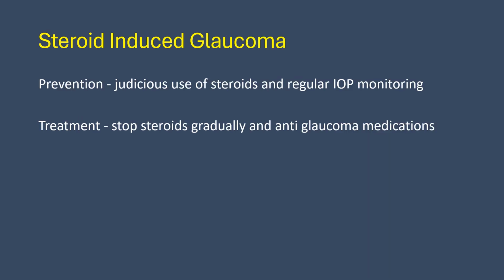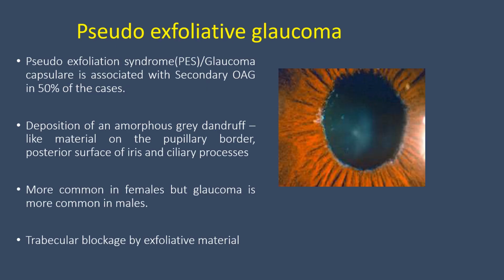Steroid-induced glaucoma can be prevented by judicious use of steroids and regular IOP monitoring. And for the management and treatment of steroid-induced glaucoma, we should stop steroids gradually with proper tapering, and anti-glaucoma medications should be started. Then we have pseudo-exfoliative glaucoma.